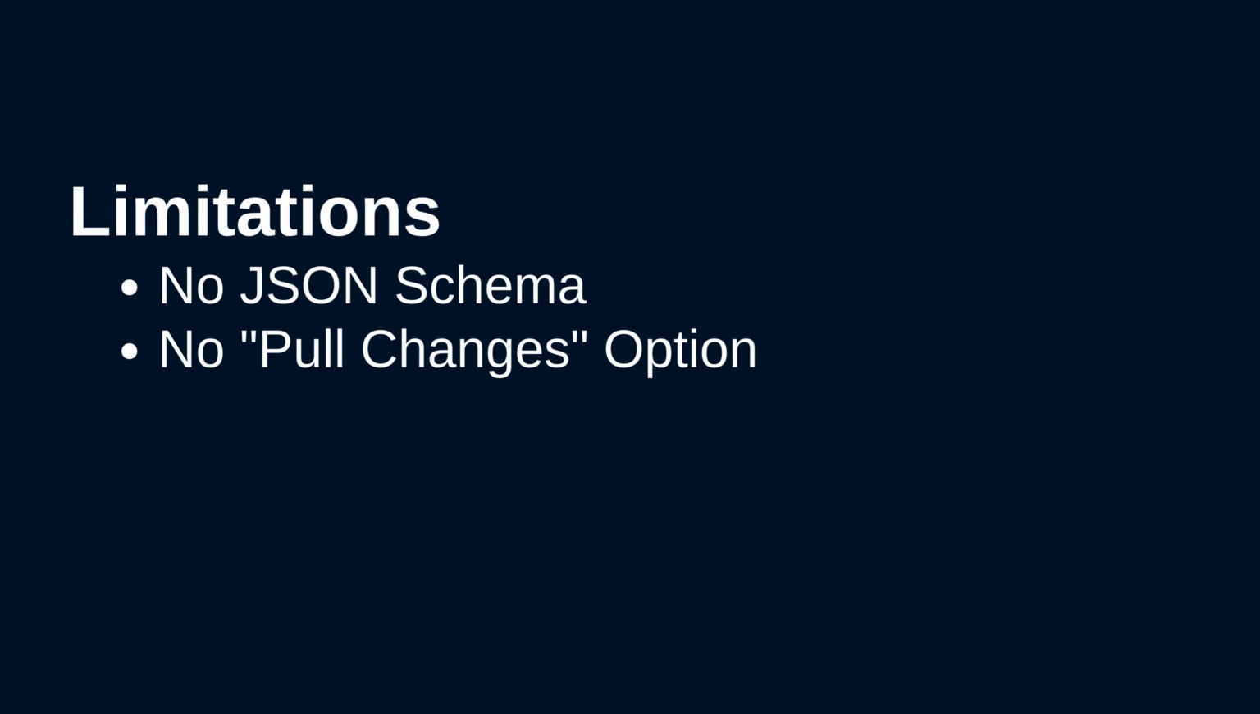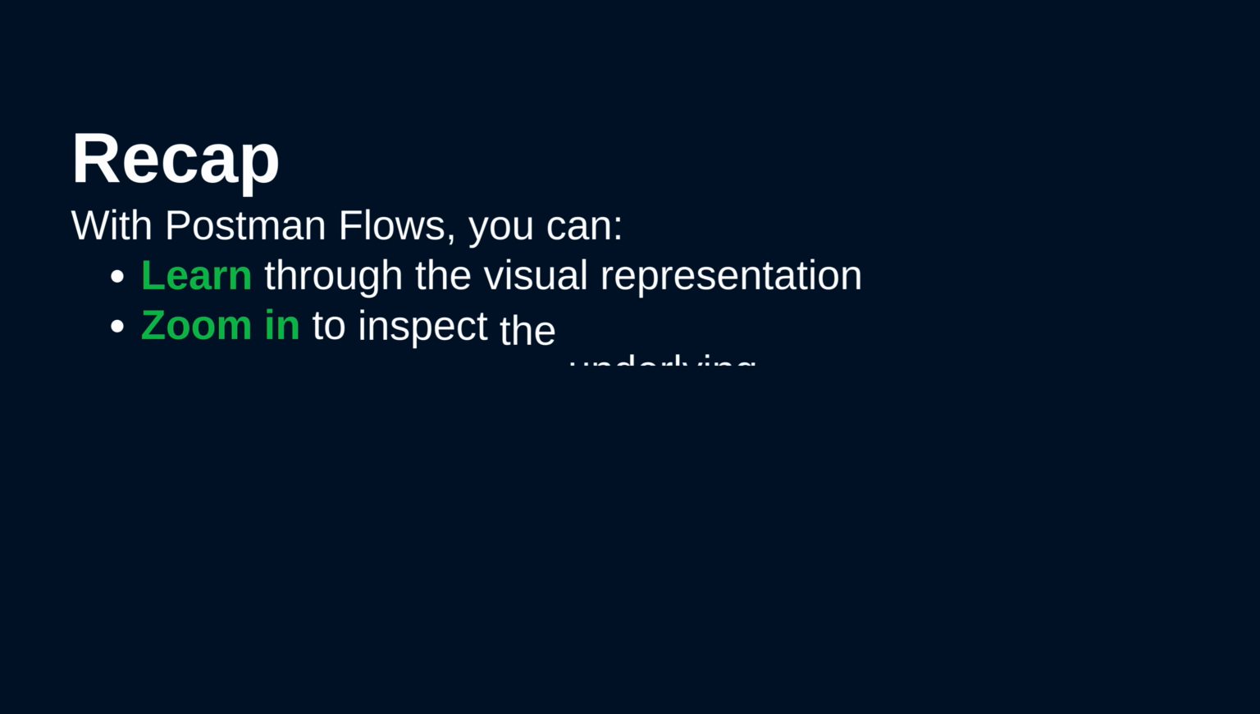While Postman flows offer great functionality, it is essential to be aware of some limitations. Unlike Postman collections, there is currently no JSON schema for Postman flows. Manual creation and maintenance are required. Also, syncing your flows with updates or new versions is not possible at the moment. Now, let's see a quick recap.